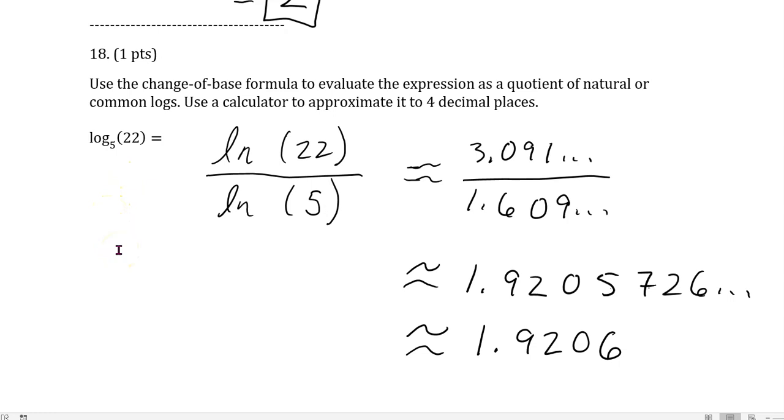This is the end of this video covering section 6.5, applying logarithm properties. In the next video, we'll be looking at the next section, which is 6.6, solving exponential and logarithmic equations.